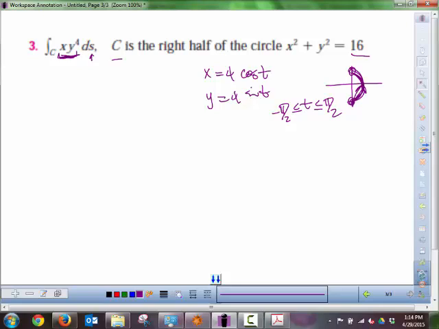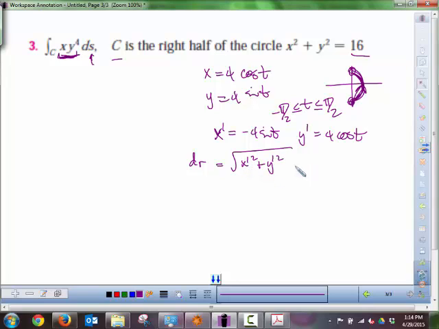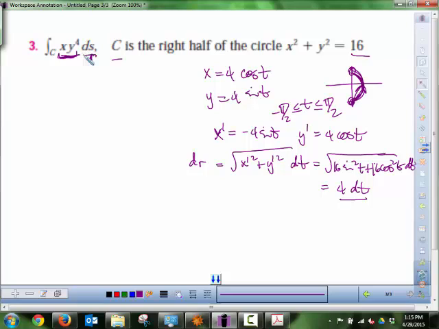I think that's it. Well, we need to figure out what ds is equal to. So we need the derivatives of x and y. So x prime is equal to negative 4 sine t. y prime is equal to positive 4 cosine t. And then to get our ds, or dr, it gets replaced with the square root of x prime squared plus y prime squared dt. So that would be the square root of 16 sine squared t plus 16 cosine squared t, dt. You've got 16 under the square root, and sine squared plus cosine squared is 1. So the square root of 16 is 4. So ds gets replaced with that differential.